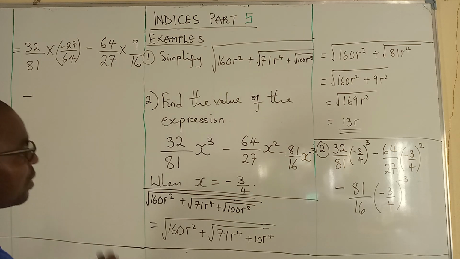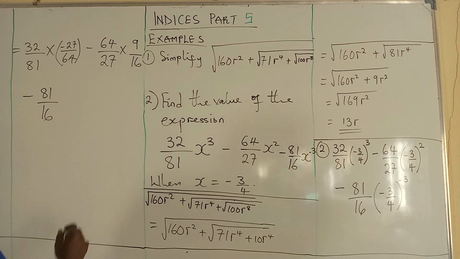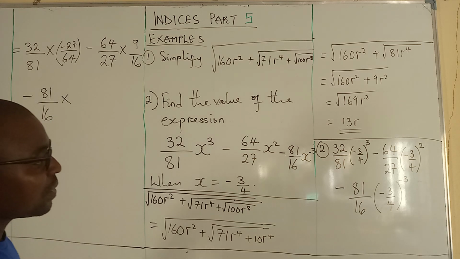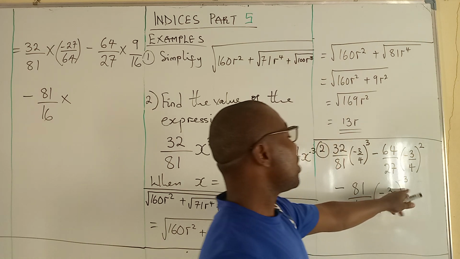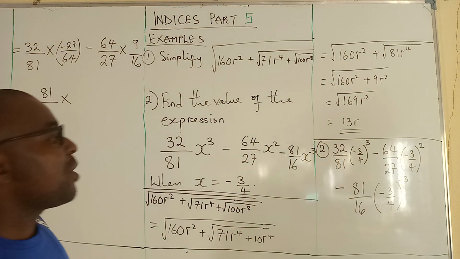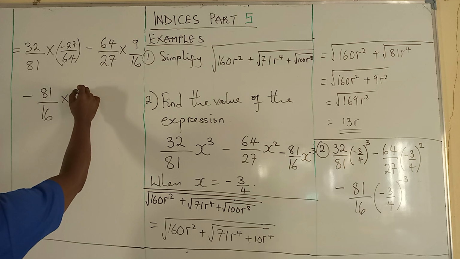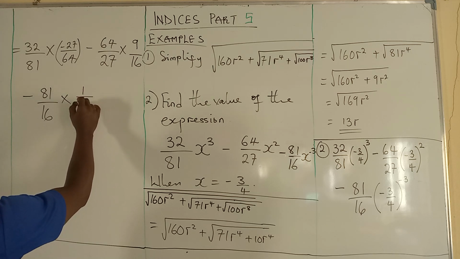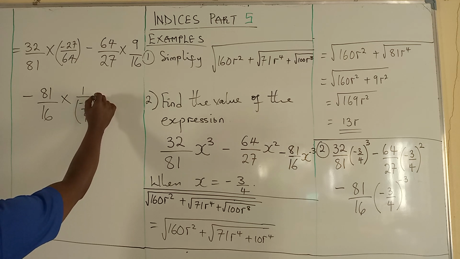Minus 81 over 16 times, this is raised to a negative power. From our knowledge of indices, a number raised to a negative power is simply 1 over that number and the power becomes positive. So that expression will now be 1 over minus 3 over 4 and the power becomes positive. That's it.